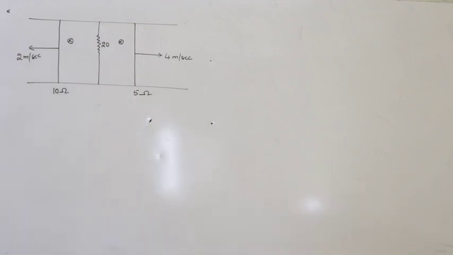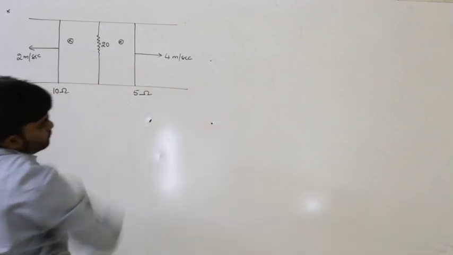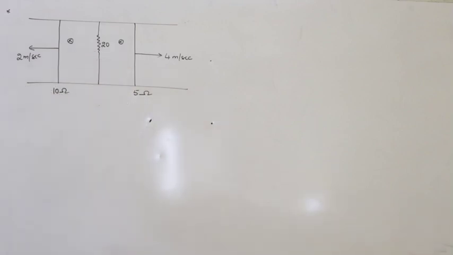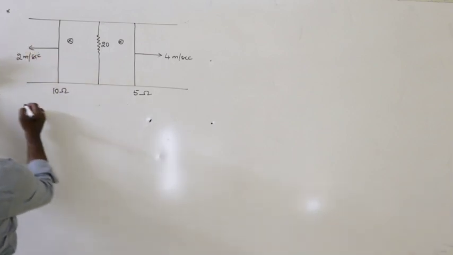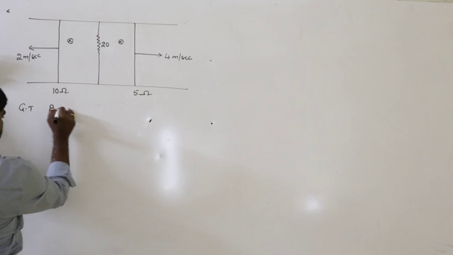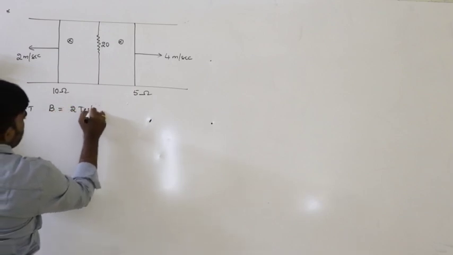Then what is the current through the middle region? That is what we have to calculate now. We don't have this problem here. So let us say the magnetic field is 2 Tesla, whatever it is.